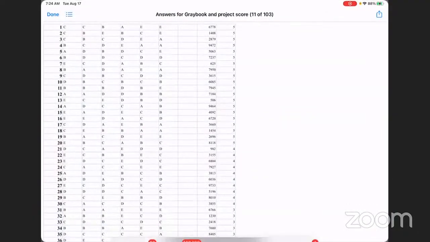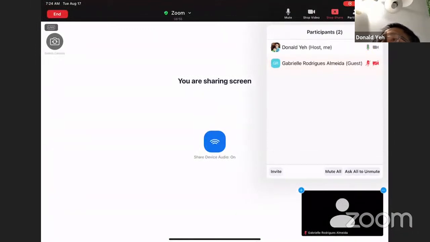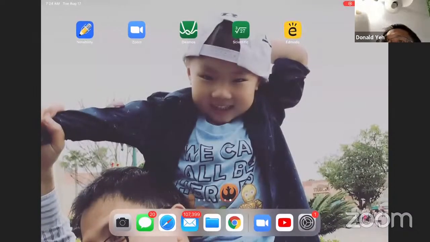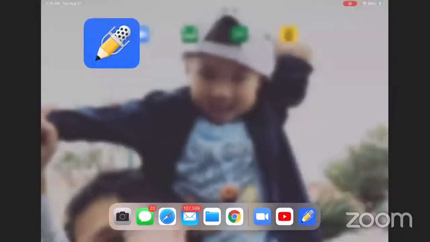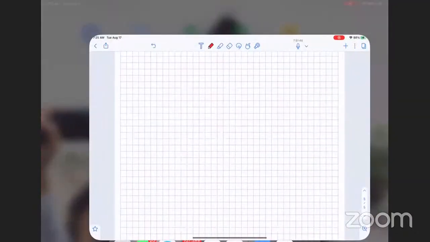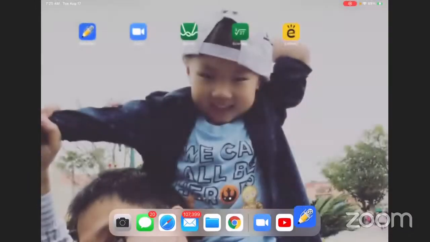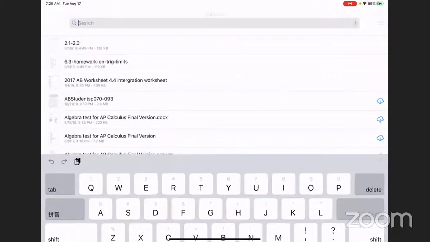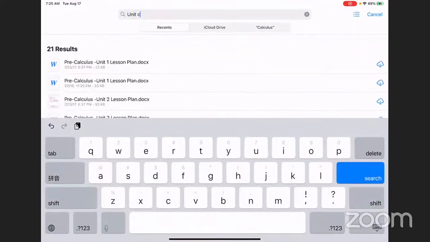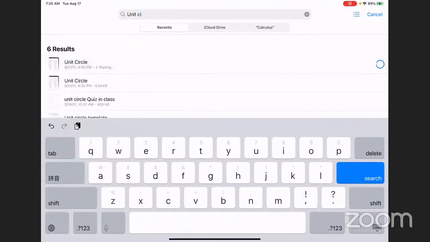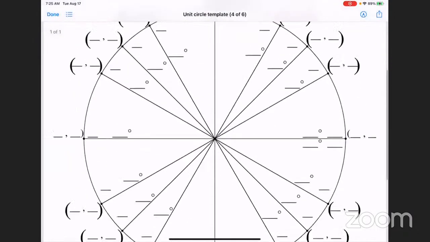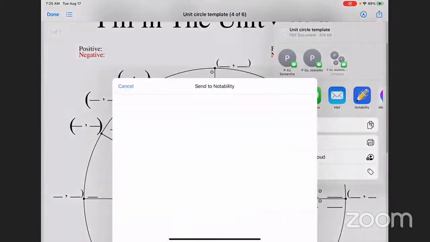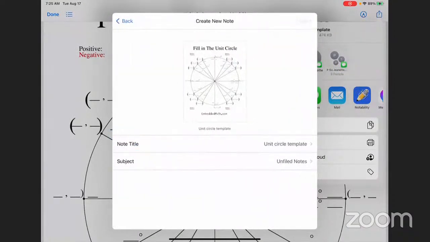So what we're going to do is make sure that we go through a unit circle correctly. You will have the quiz tomorrow, so you can watch this video several times if you want. We're going to start with the unit circle, so we're going to pull out the unit circle templates. We're going to import it into Notability, create new notes, import.